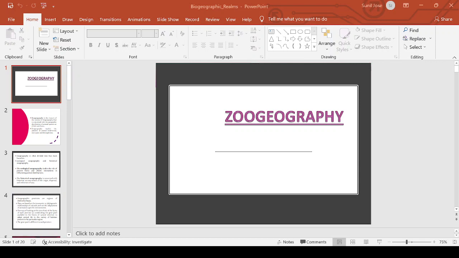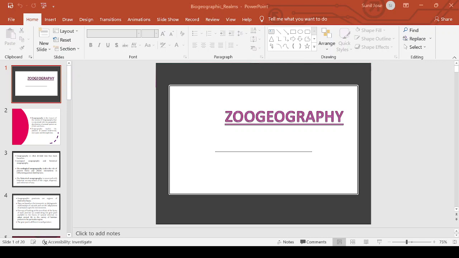So we will first start with what is the term zoogeography. Here you can find two branches combined together. One is zoology, that is why zoo is there. And the second part is geography. And in geography, what are we studying? We are studying about the earth, basically the surface features of the earth. So here two branches are combined, and actually it is known by the name biogeography.